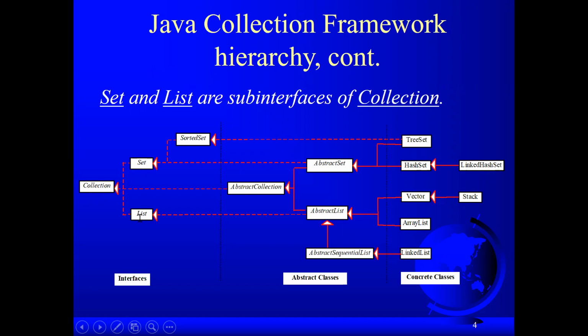One is a set, another is a list. From the list, there is an abstract list. So from this abstract list, we can see vector is a class, and stack is also there, which internally uses the stack actually, and array list. And if you see abstract sequential list, there is one more class there, called linked list.